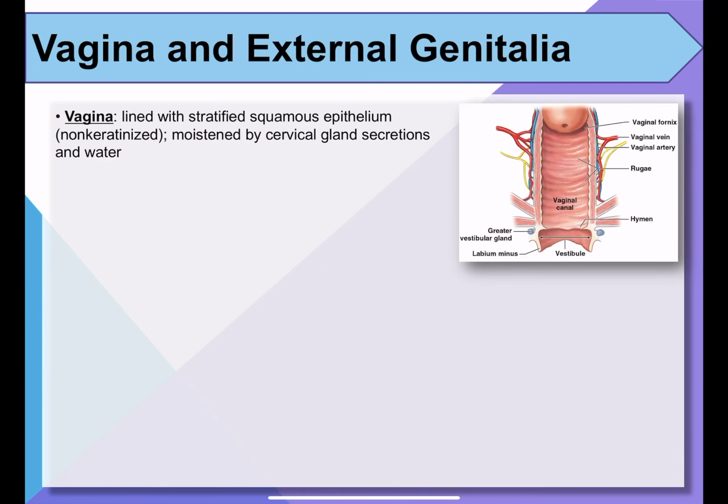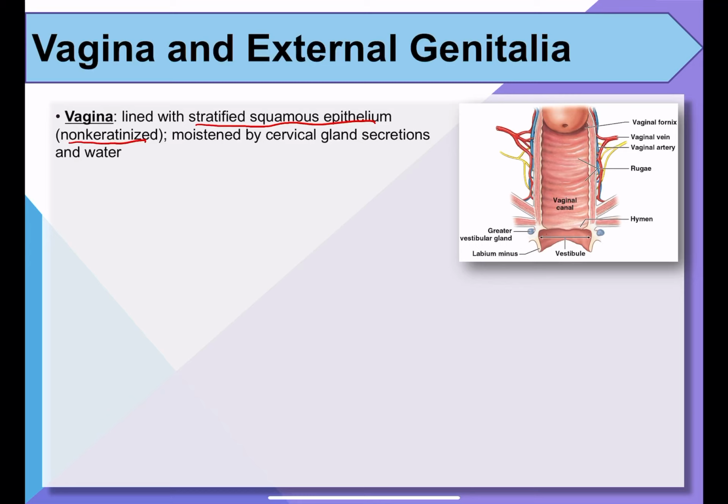Okay, the vagina is what leads to the uterus around the cervix area. It is lined with stratified squamous epithelium because it's prone to abrasion, and it is non-keratinized. If you remember from 2401, when we talked about the integumentary system, we talked about keratinized versus non-keratinized cells. Keratinized are those that are like skin cells, or the surface of our skin cells, that are more waterproof.